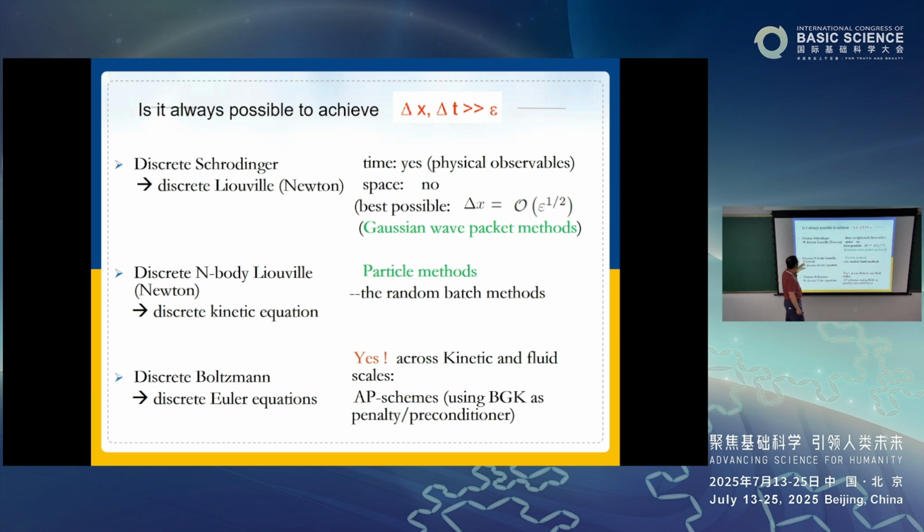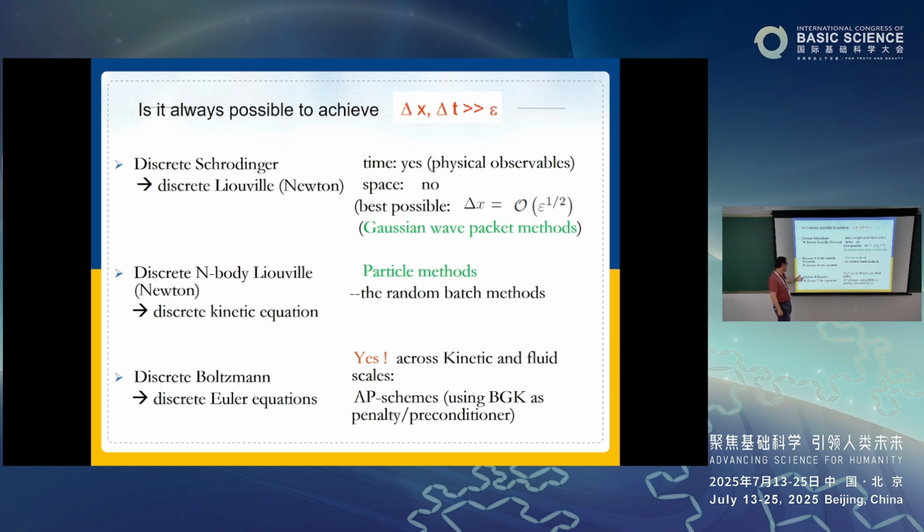And this part I struggled with for a very long time until the last few years. Finally, I had some good idea on how to get from the m-body Liouville equation, Newton equation, to the Boltzmann kinetic equation. Oh, this one I'll talk about. We have this random batch method which sort of partly solves this problem.